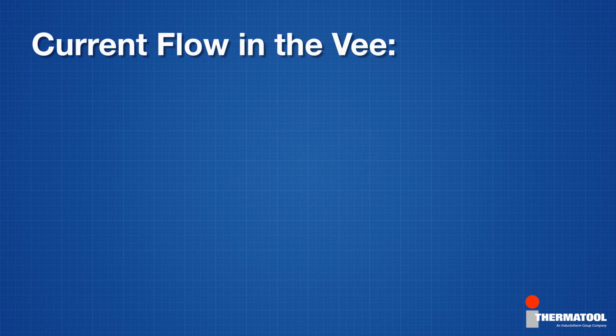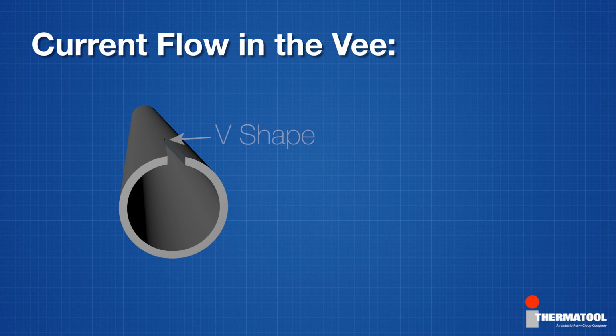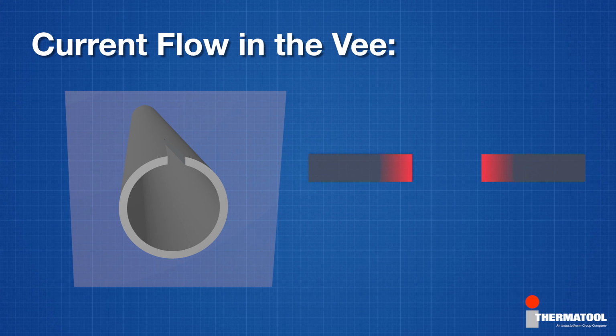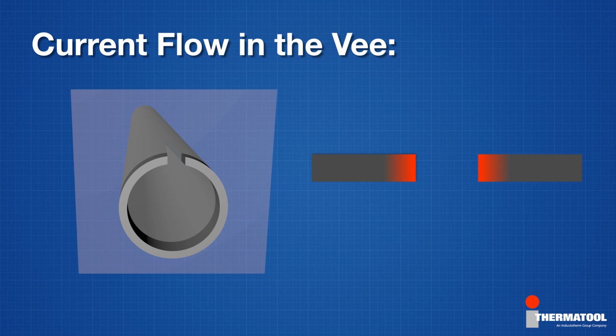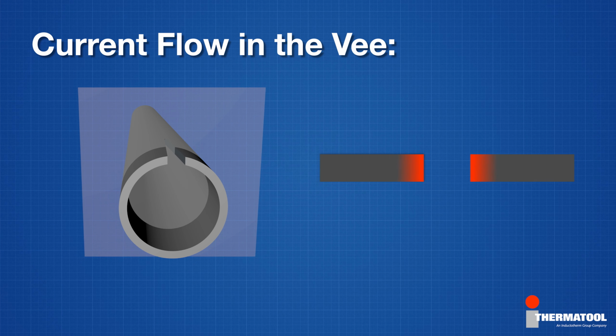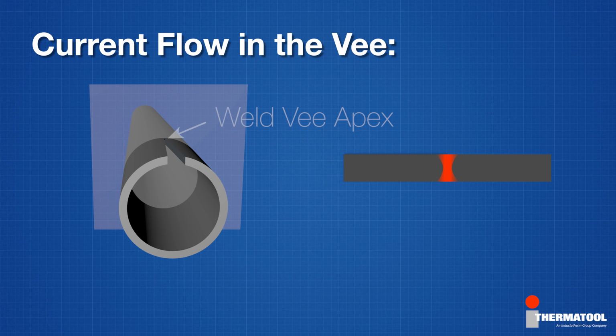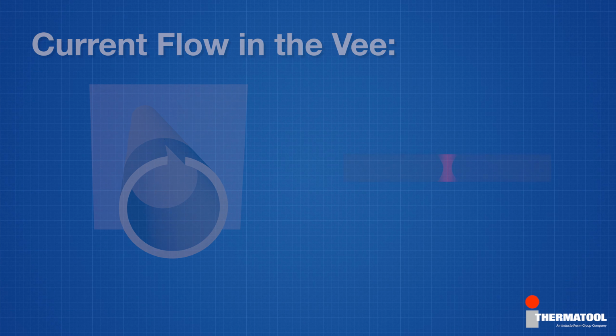For HF welding, we do not have a U shape for our conductors. Instead, we have a V. The conductors are the strip edges, and we begin with the skin effect as the predominant phenomenon at play. As we move down along the weld V, the conductors, the strip edges, get closer to each other and the current density is affected by the proximity of the opposite strip edge. Approaching the weld V apex, the current is progressively concentrated due to the proximity effect.